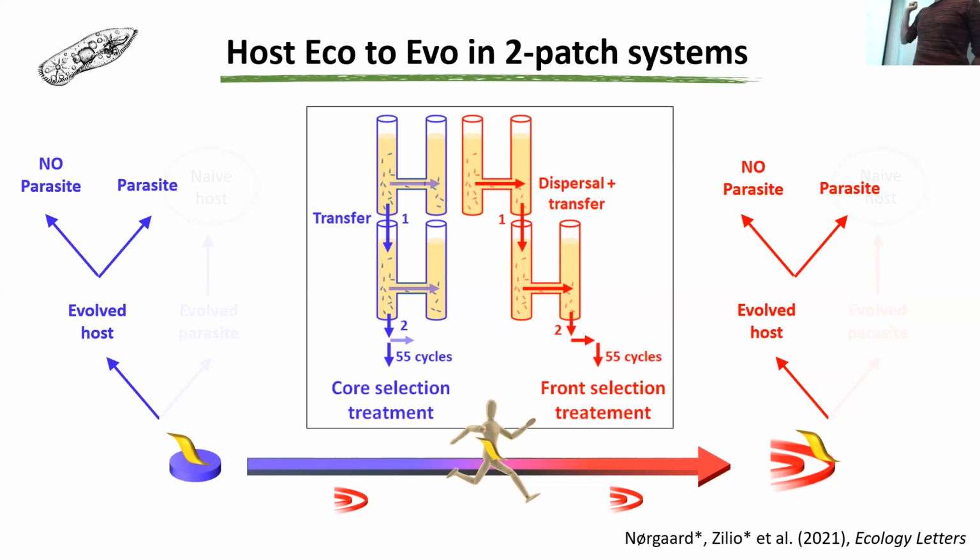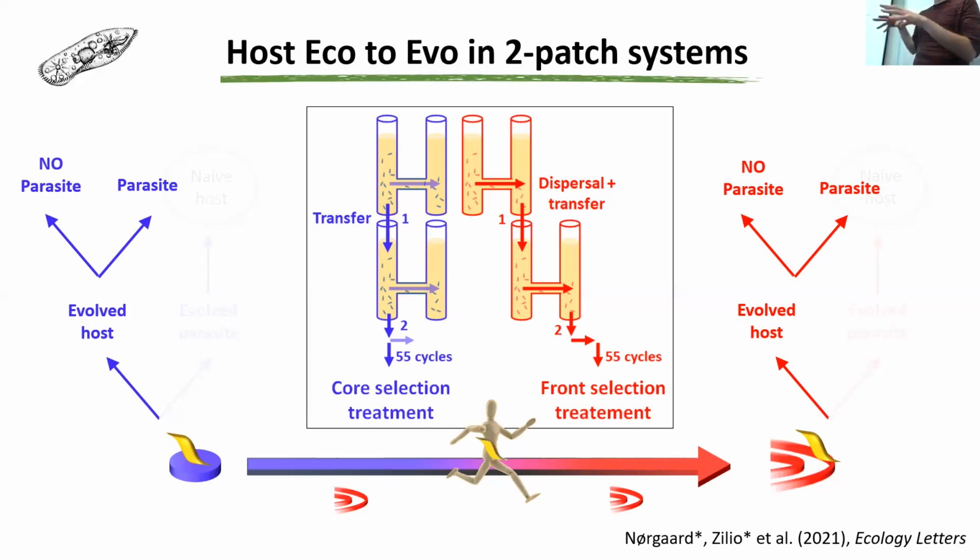Plus, in addition to these two treatments, we have two other treatments where the parasite was absent. For the populations, we always went for the same spatial treatment, so they were allowed to disperse, and then we propagated those that dispersed or not, but without a parasite. Basically, we have four treatments. We have a host that evolved without a parasite, a host that evolved in a population with the parasite going through core selection treatment, and the same for the front, with individuals dispersing but without the parasite in the population, and individuals dispersing with the parasite in the population.